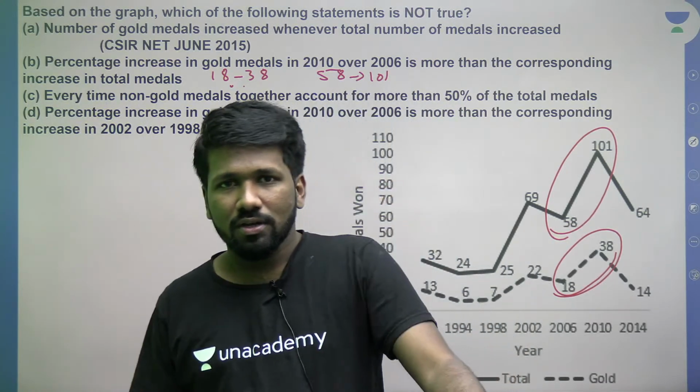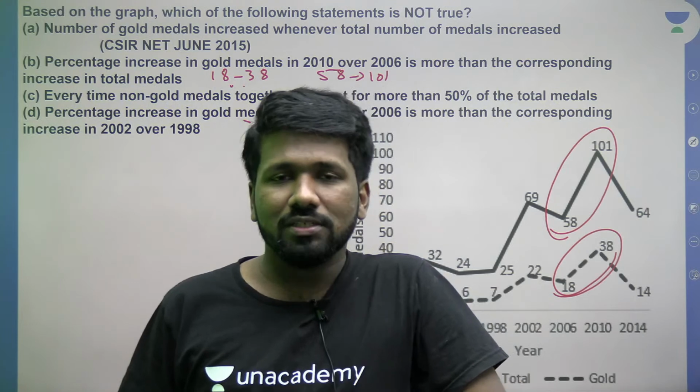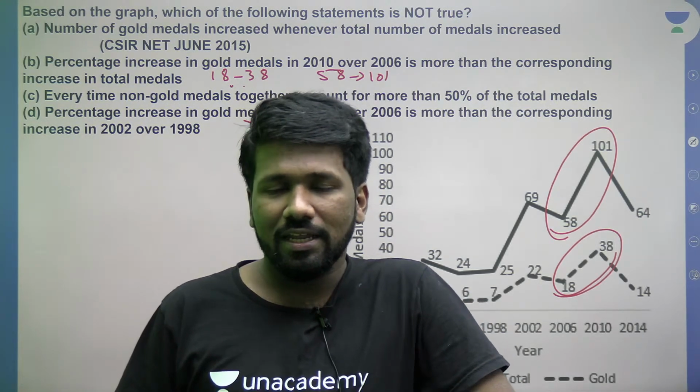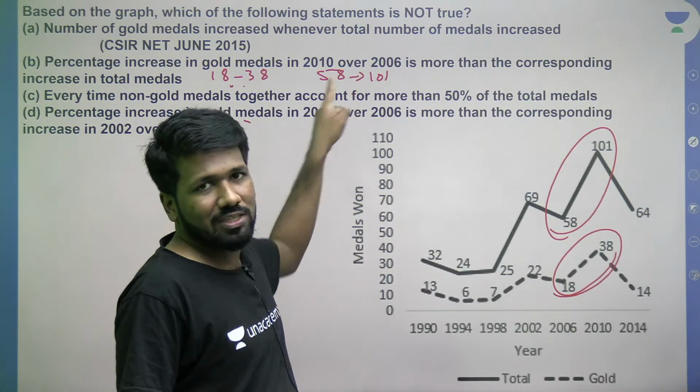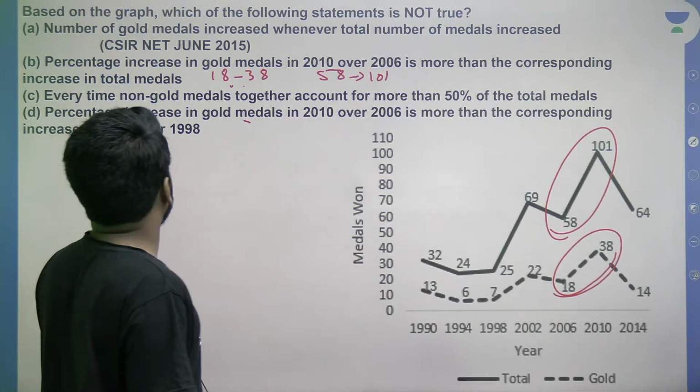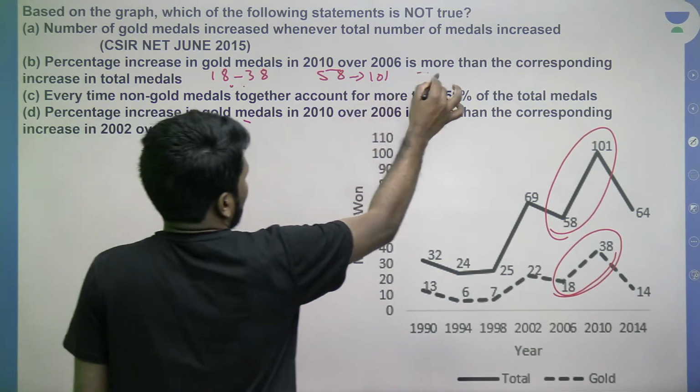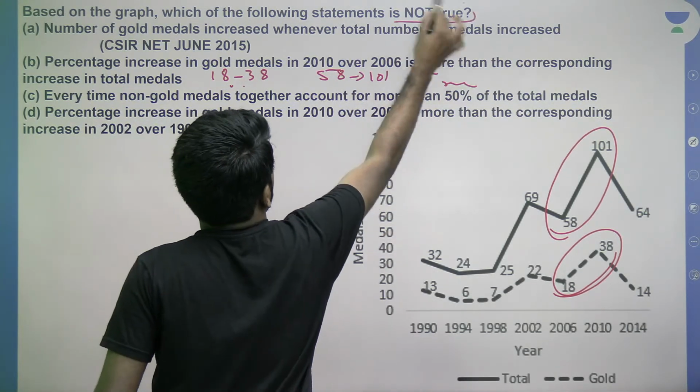Yesterday we discussed that when a number is becoming double, it is 100% increase. Na? That idea can be used here. This is more than 100% increase, but this is less than 100% increase. That is enough to say that option B is a true statement है. हमें true नहीं, false चाहिए.